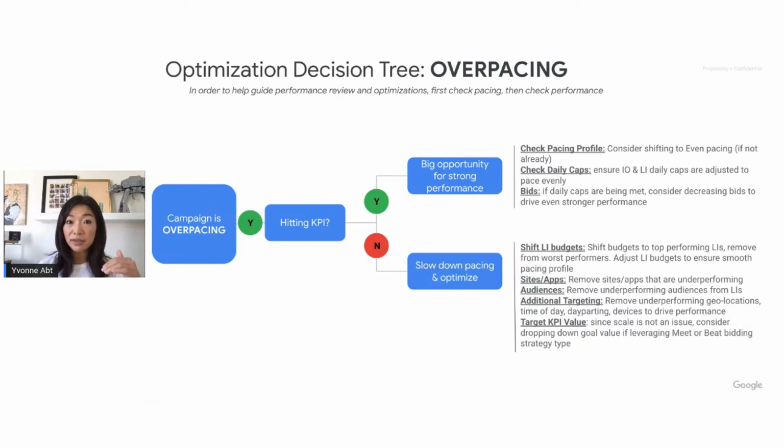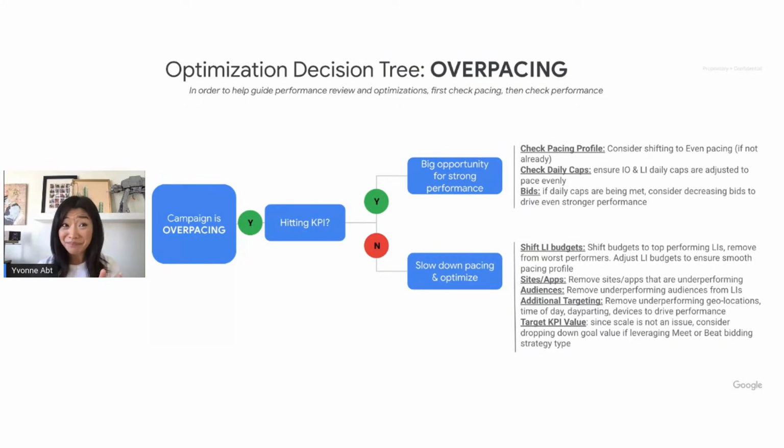What if you're over pacing and you're not hitting your KPI goals? Well, there you'll definitely want to still adjust to spend more evenly at that IO or line item level, but then think about additional, more significant optimizations as well, going back to maybe a high-low criteria. Low performing sites or audiences, take them out of there and scale up against your higher performer.